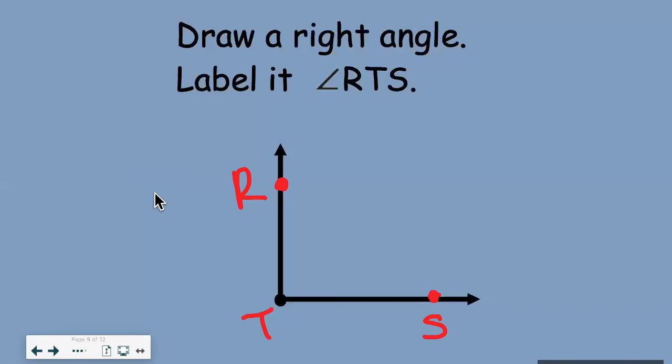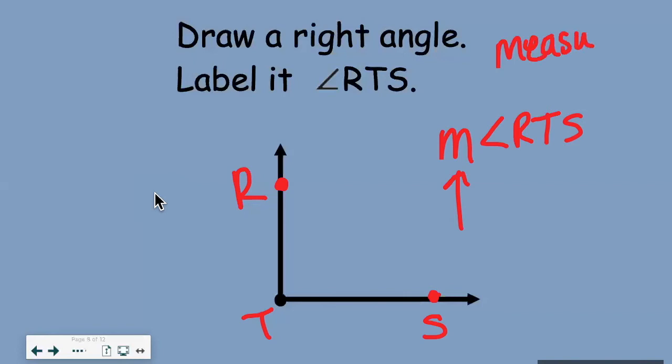Okay, now what if I asked you for the measure of angle RTS? I want you to notice this is a lowercase m. When you see a lowercase m, it means measure. It wants a measurement. So I'm going to assume there's a square corner here because it is a right angle. So the measure of this angle RTS would be 90 degrees, and you must include that unit of measure.